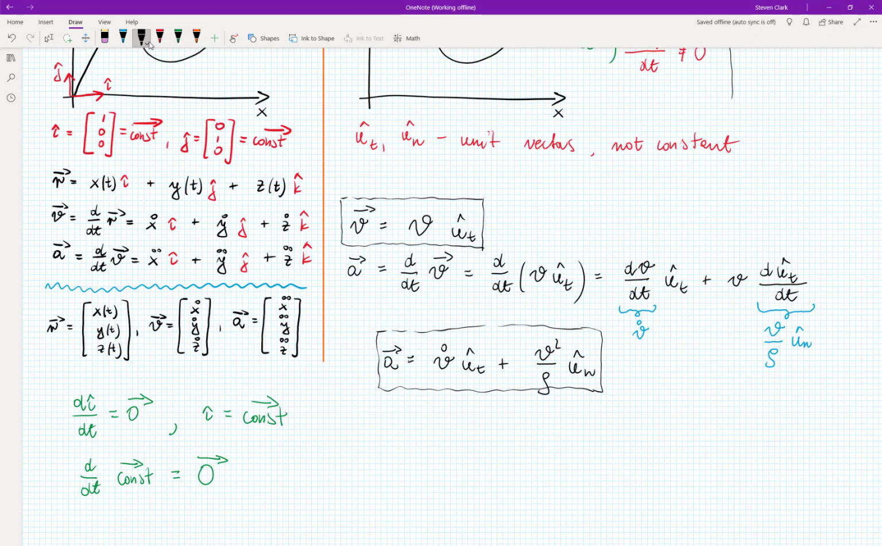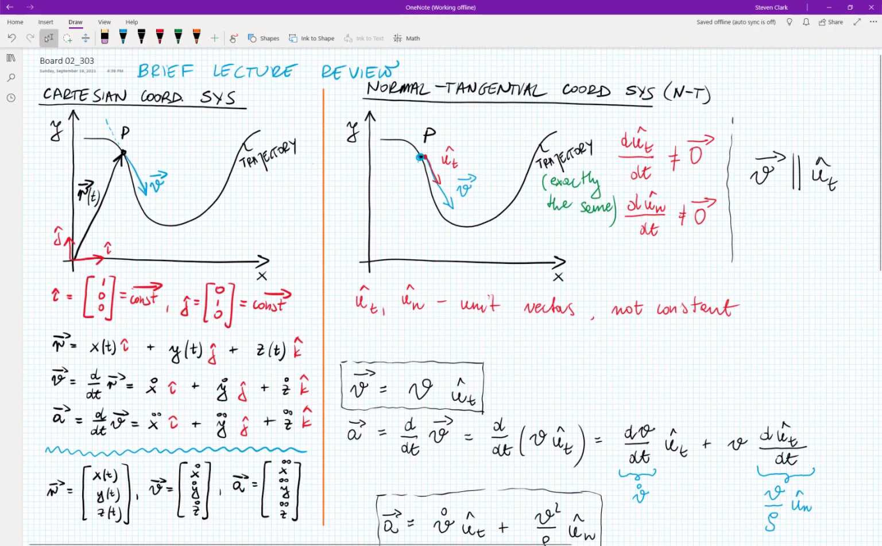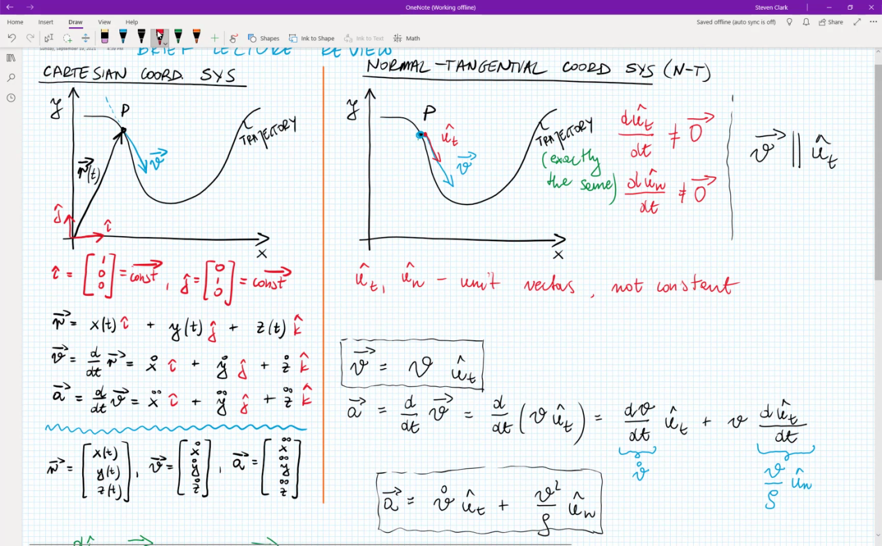Because I think I owe you 2 things. First of all, I owe you un, and then I will also tell you what rho is. So let me scroll up the board. I will put un on the drawing. So un is also a unit vector. It is for sure perpendicular to ut, and it points inside the curvature. So at that, let's say, time instant 4 seconds, our un will look like that.